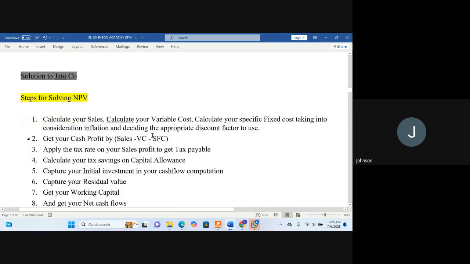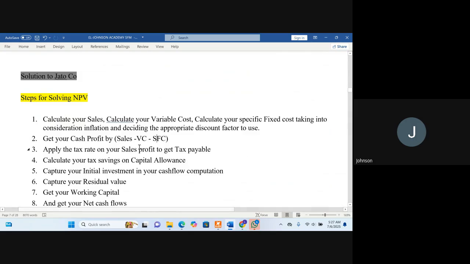And also know that once you have inflated cash flows, you have to also inflate your cost of capital as well. Number two, once you have gotten all those variables, you now need to calculate what we call your cash profit. How do you get your cash profit? By taking the sales you've gotten, after you've done all the inflation and multiplied the unit price by the selling price, then you subtract the variable cost from it, and you also subtract the specific fixed cost from it, noting that they need to be inflated.